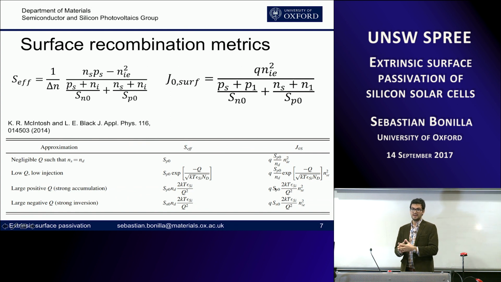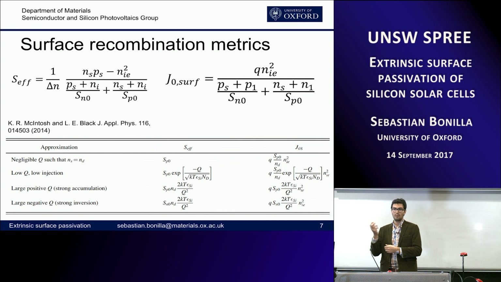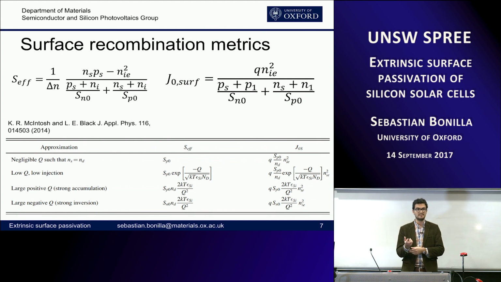All of this is just to say that whenever a recombination metric is used, it should be accompanied by the material that you're analyzing it on, so whether it is N or P type, and what level of dopants you have. So I'm going to try to keep to surface recombination velocity, but in all cases, I'm going to quote what bulk material I'm using to keep it as complete as possible. This is one of the points that I want to make clear.